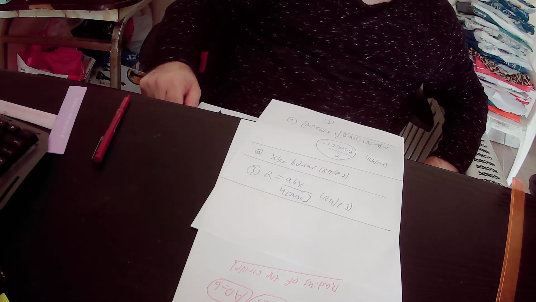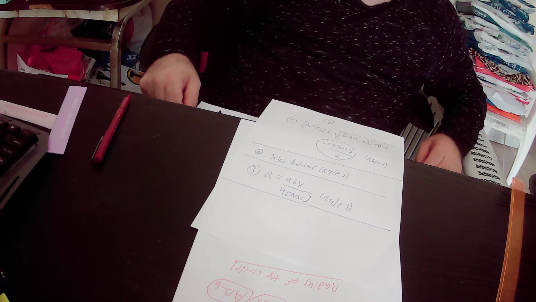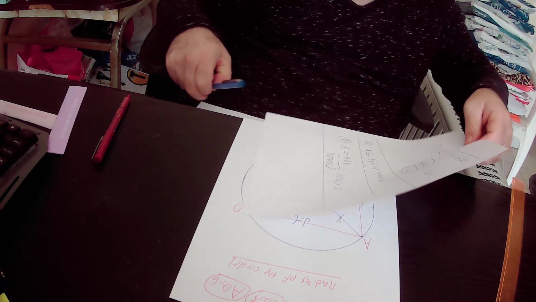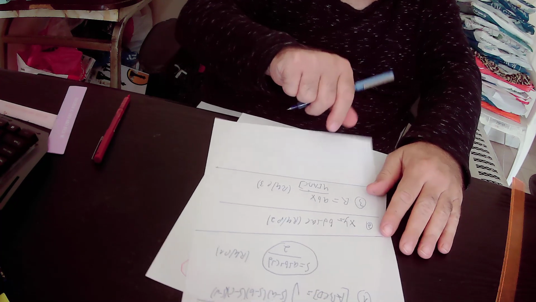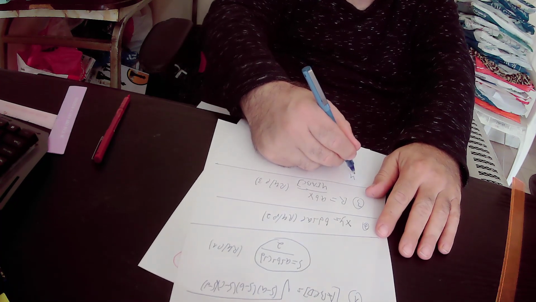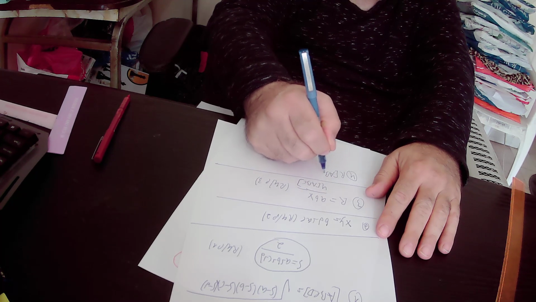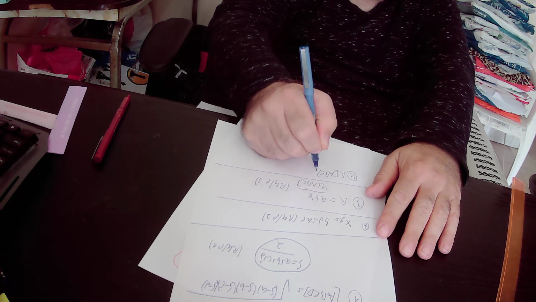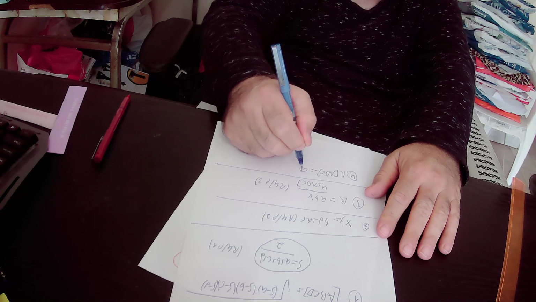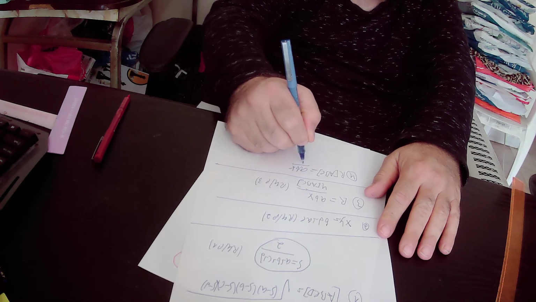So here we will multiply equation number 3 by the area of triangle ABC, and we will get that r times the area of triangle ABC equals ABX over 4.